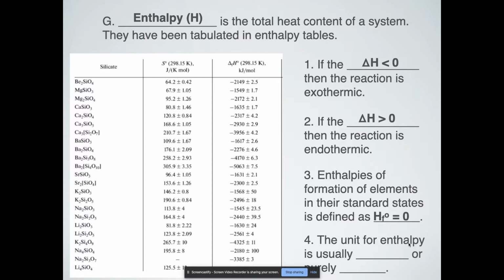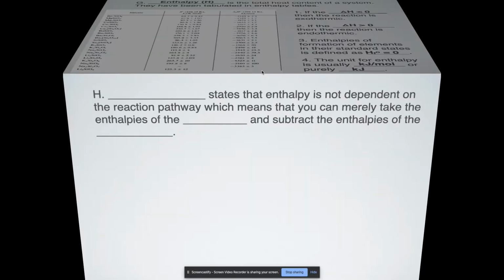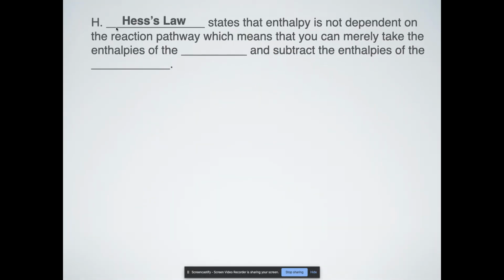Now, what is the unit for enthalpy? Normally, it's in kilojoules per mole, or sometimes you'll see it in just kilojoules, because the reaction that you're looking at takes care of the equivalency of moles. Even here, you can see that it says kilojoules per mole. So now we can talk about Hess's law.